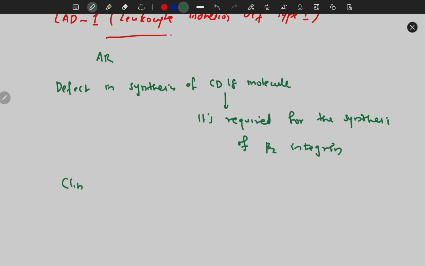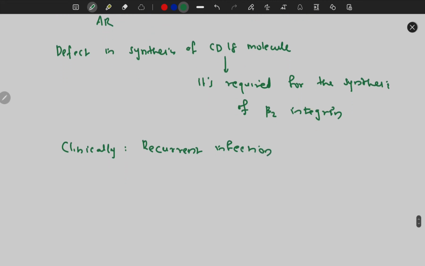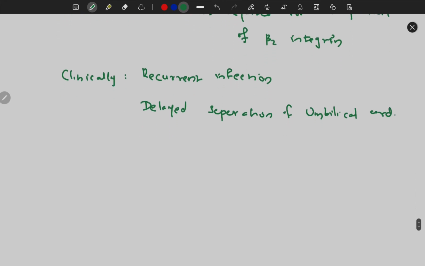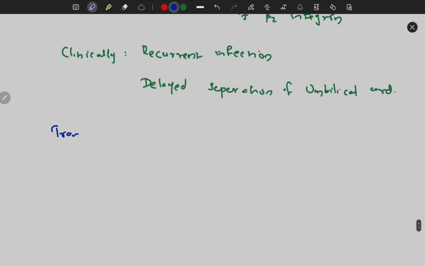The patient clinically presents with recurrent infection, because the step of inflammation is not happening. And one more feature is there will be delayed separation of the umbilical cord due to this defect. So the next cellular event is transmigration.